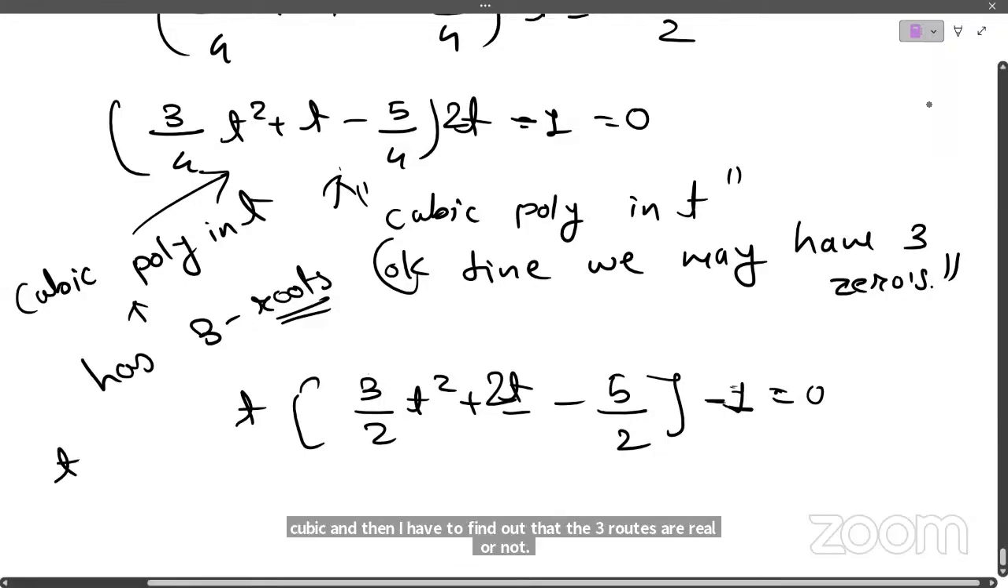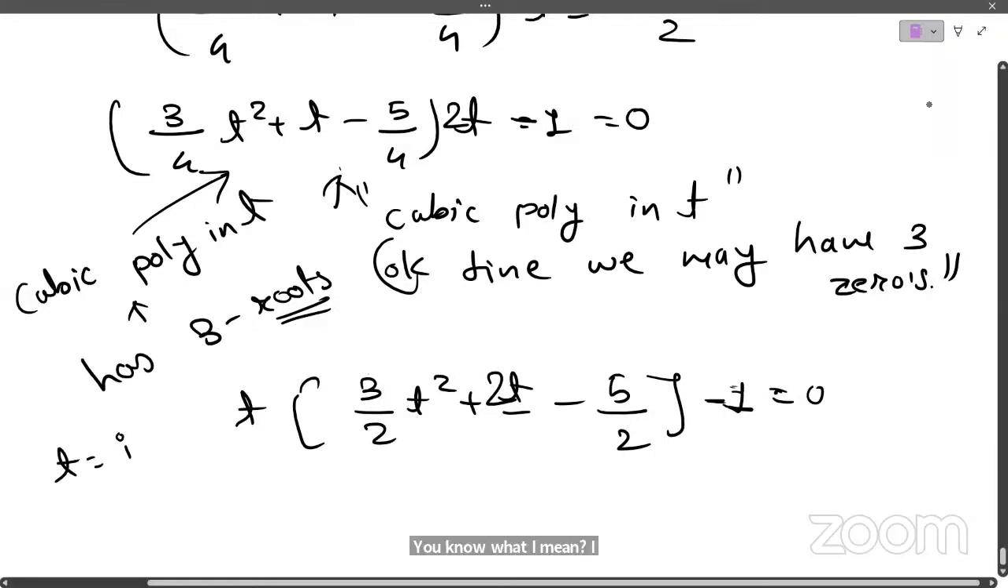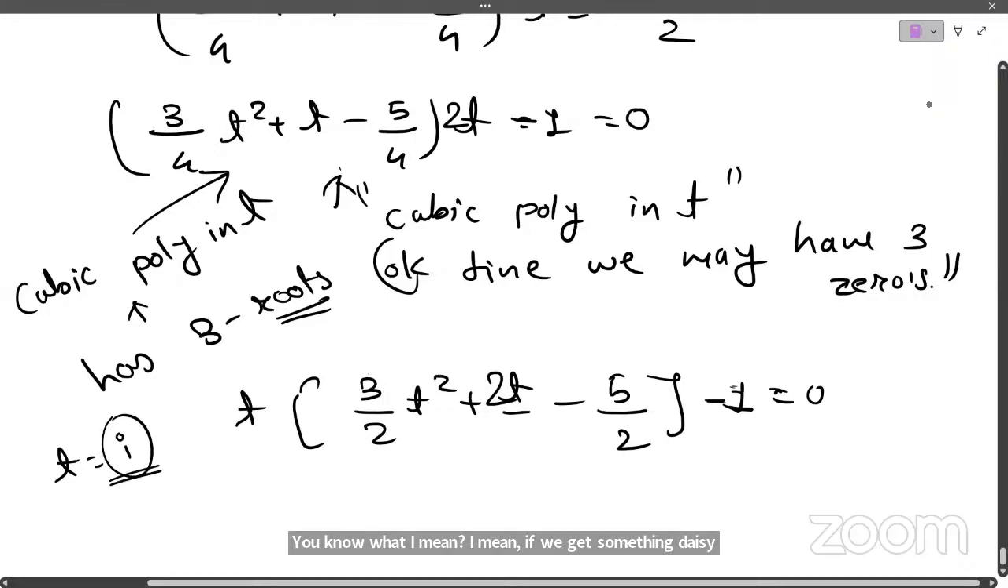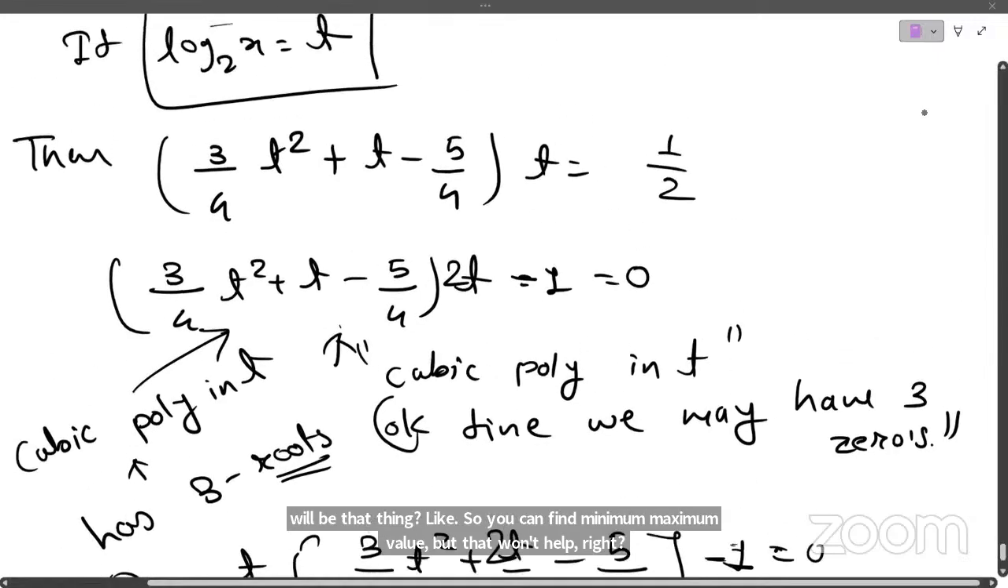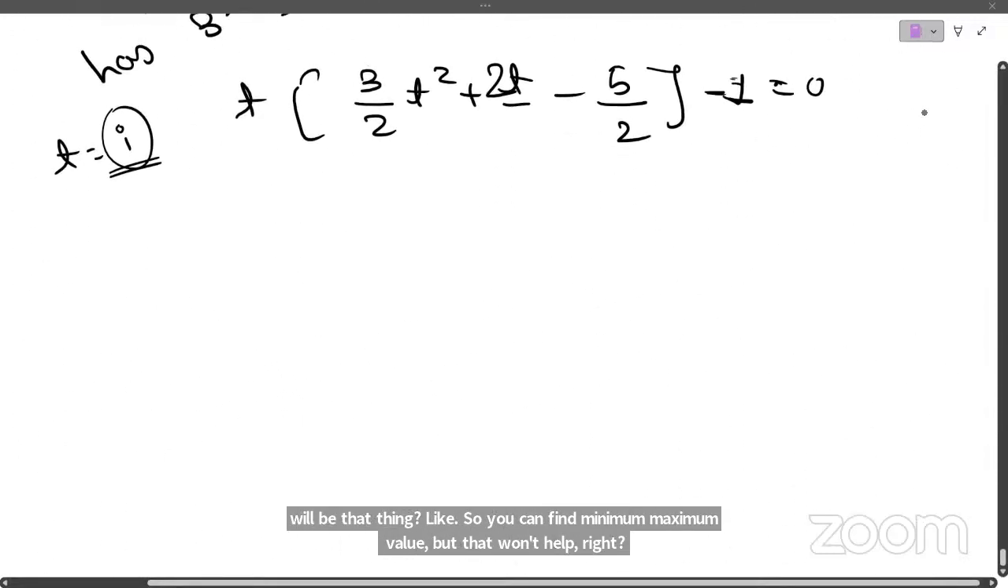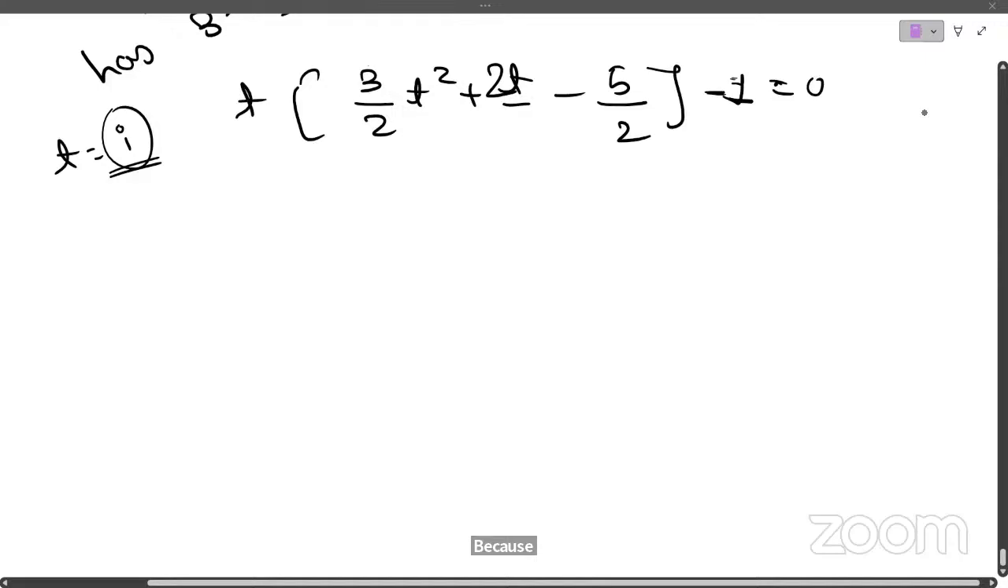If we get something like t is equal to iota, or some complex root, then we cannot find an x for which log base 2 of x will be that thing, right? So we can find the minimum and maximum value, but that won't help, right? Because t is equal to 1 works.